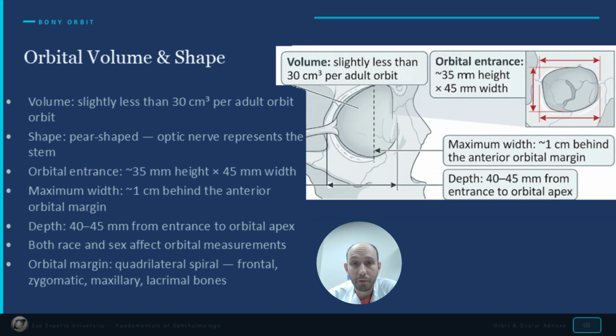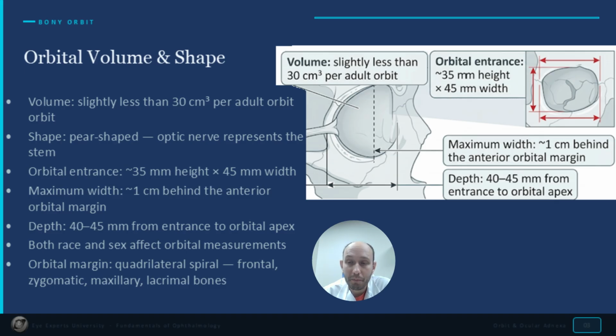So let's talk about the orbit or the eye socket. The eye socket isn't necessarily round like a sphere. It's more pear-shaped. So you have this big sphere in the beginning, and then it tapers off towards the orbital apex. The orbit is about 30 milliliters in volume, and it is wider than it is taller. If you think about the eyelid fissures, the eyelid fissure is again wider than the eyelids can open. So you can try to remember it that way.